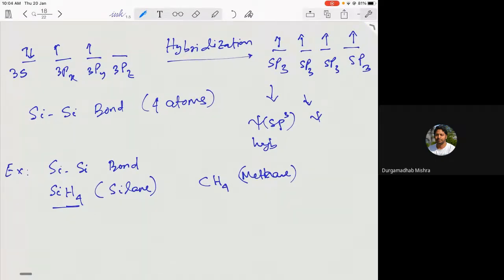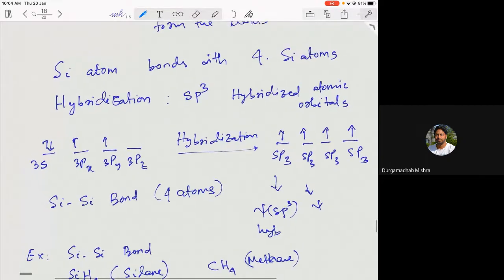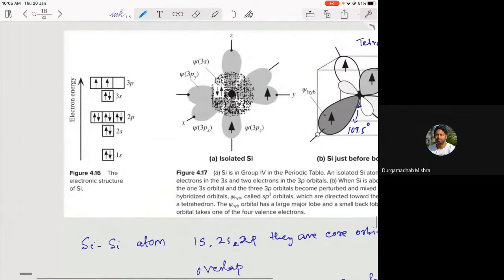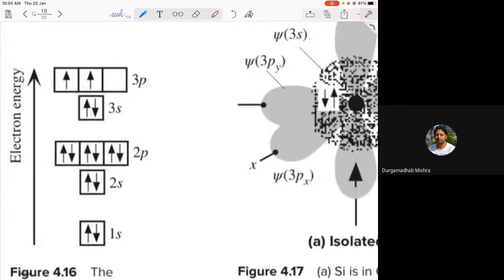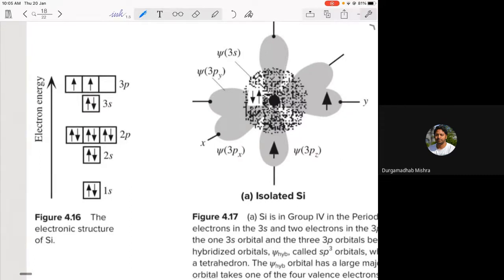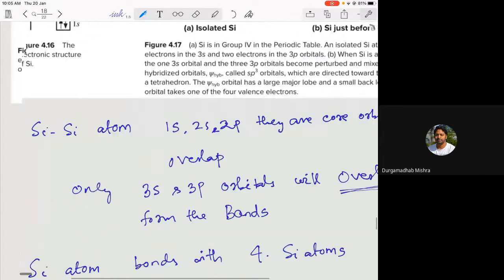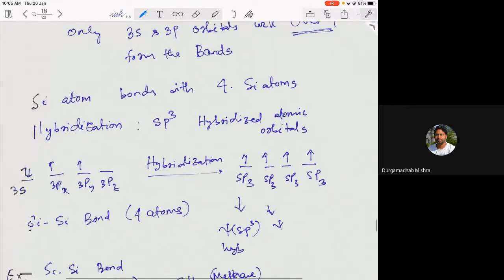Now, why is this hybridization possible? One reason is that when you look at the energy of the 3s and 3p levels, there is not that much difference. Therefore this hybridization forms 4 electron orbitals, or electron states, which are degenerate in nature. That means they all have the same energy. This is why the hybridization happens.